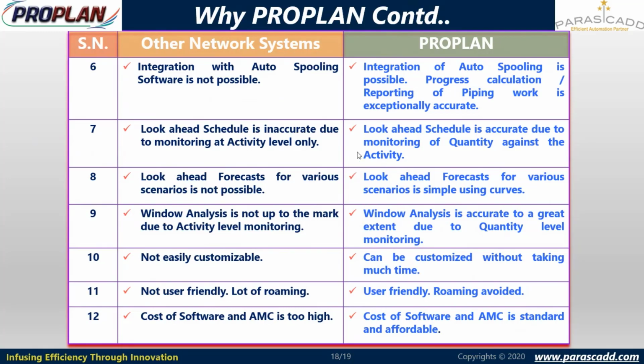In other networking systems, not easily customizable. ProPlan is easily customized without taking much time. And in other networking systems, not user friendly, lots of roaming is there. In ProPlan, it is user-friendly and roaming is avoided. In other networking systems, cost of software and AMC is too high. ProPlan cost of software and AMC is affordable and standard.